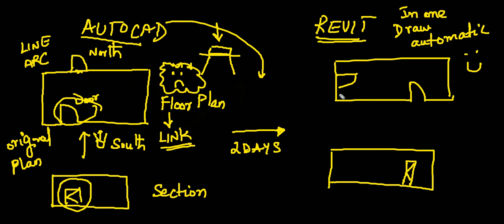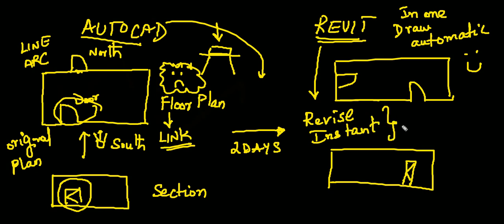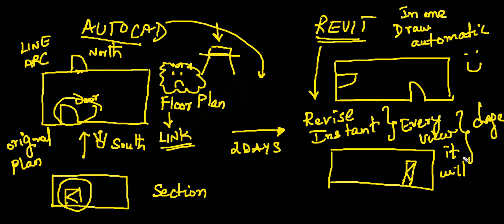Revit is not like that. The client says change, you say okay, piece of cake. I just moved this door, and the door automatically joins. That's why it's called Revit. Revit means revise instantly. That's the meaning of Revit. Revise instantly means every view will update automatically. What will update automatically? Change will be updated automatically.